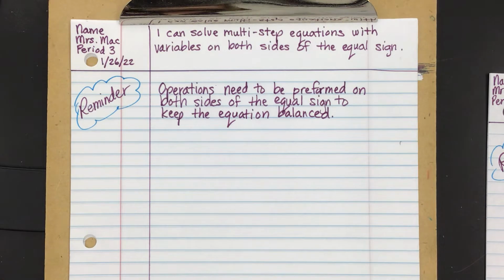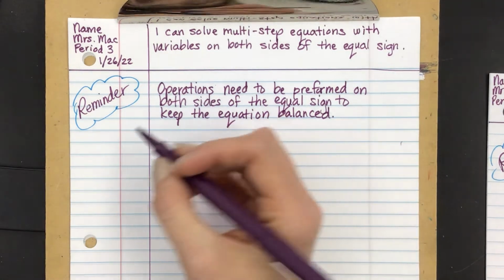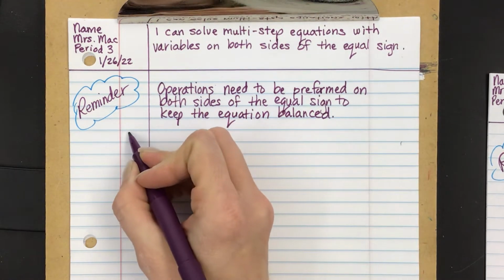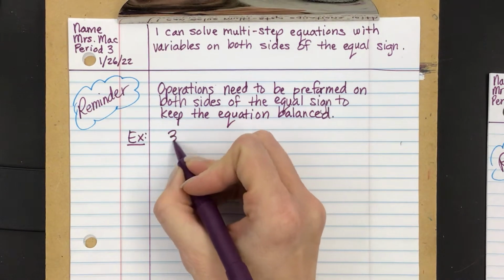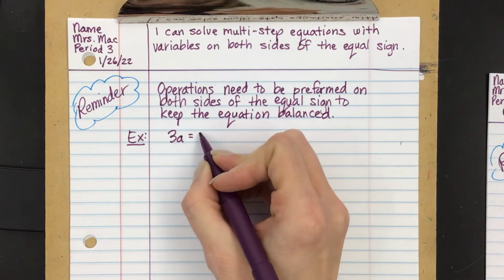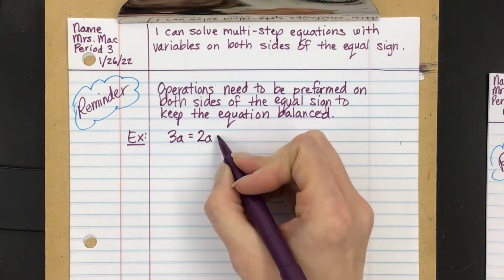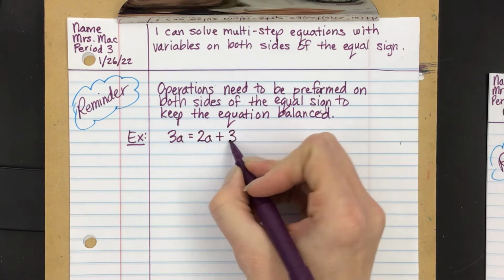So we're gonna, like I said, use this principle to solve equations with variables on both sides. And we're gonna start out super basic. So let's take a look at this example. You have 3a is equal to 2a plus 3.